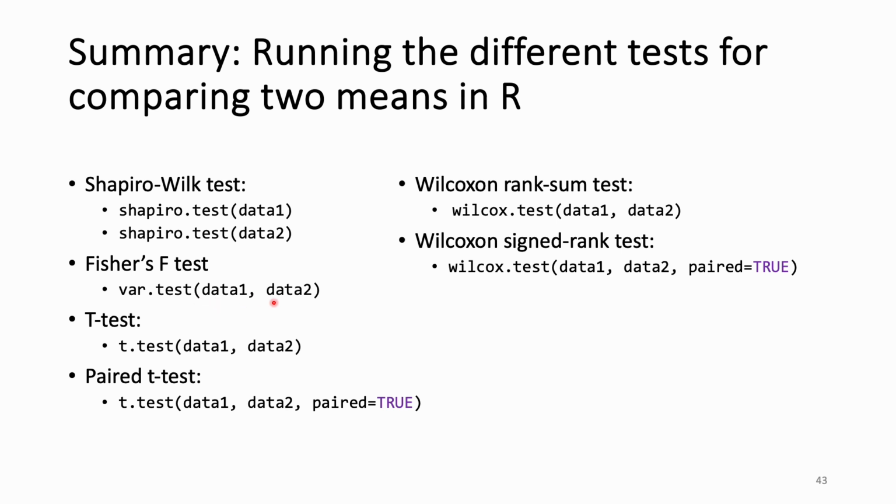Then we can check if the samples are independent. We run the t-test as follows. But if the samples are dependent, then we run the paired t-test as follows. If the assumptions for the t-test are not satisfied, we run the Wilcoxon rank sum test. And if the assumptions for the paired t-test are not satisfied, then we run the Wilcoxon signed rank test.